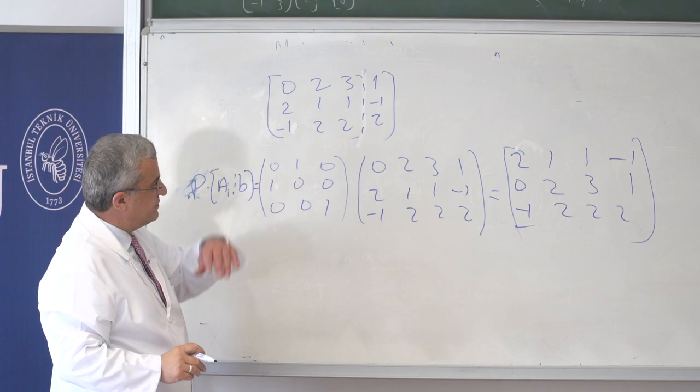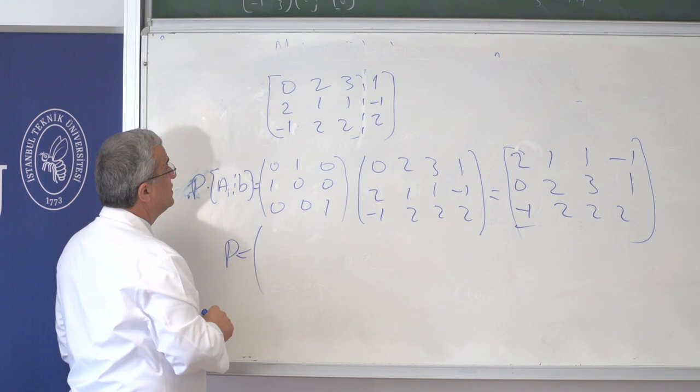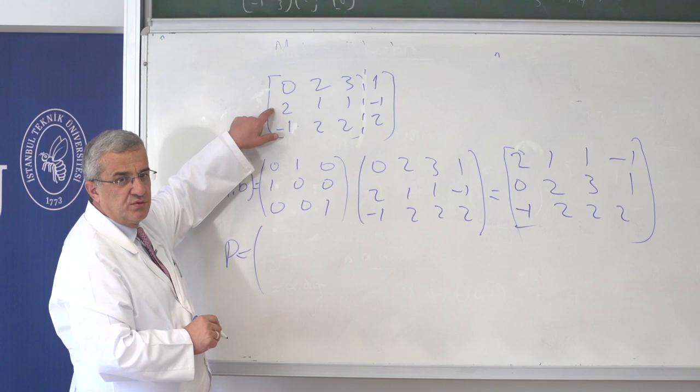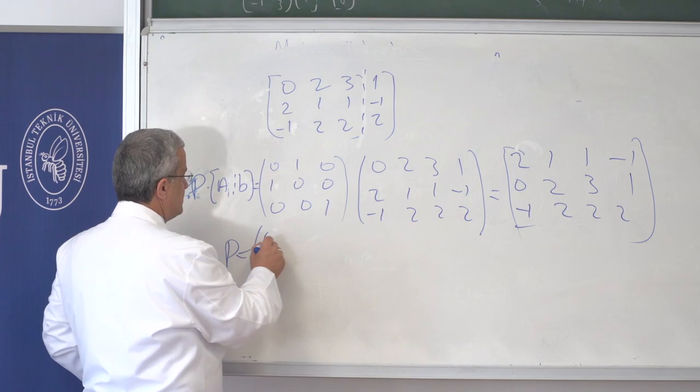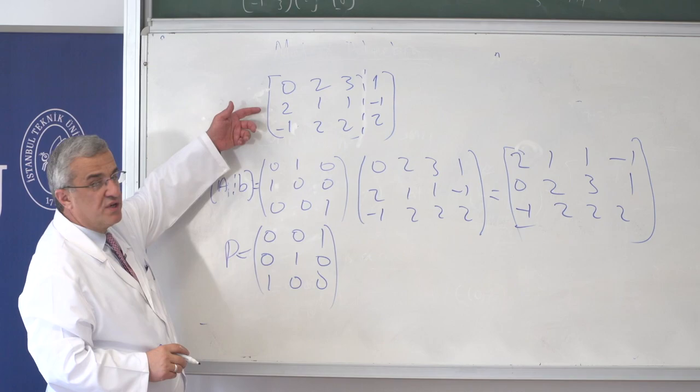For example, if I want to exchange first and third row, what would be this permutation matrix? Can you tell me? I want to exchange these two. And second row, I want it to remain as it is. It will start at 0, 0, 1. This one? 0, 1, 0. 0, 1, 0. This will be? 1, 0. Yes. If I want to exchange second and third row, what will that be?